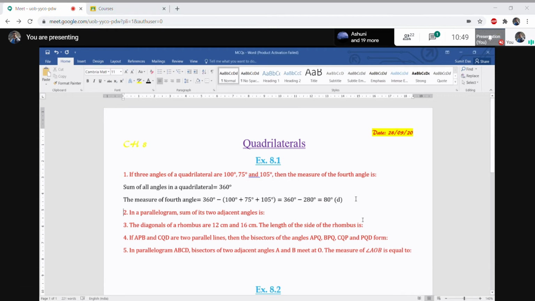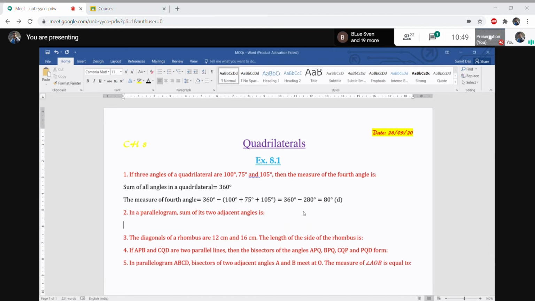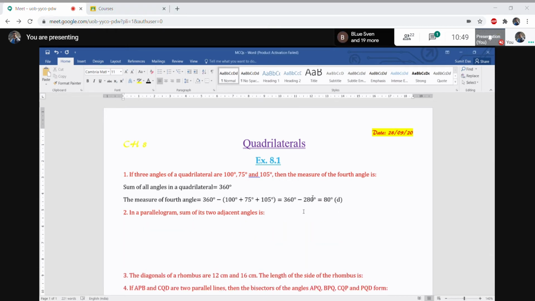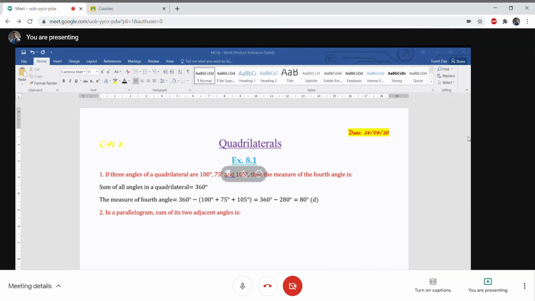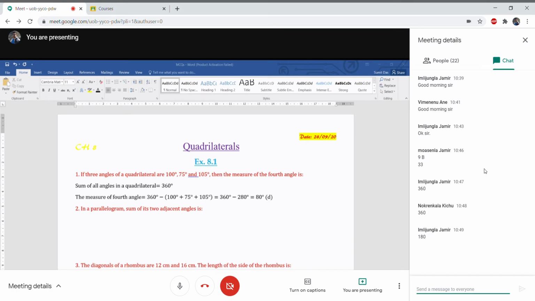In a parallelogram, the sum of two adjacent angles. What is the answer? Okay, why 180 degrees?